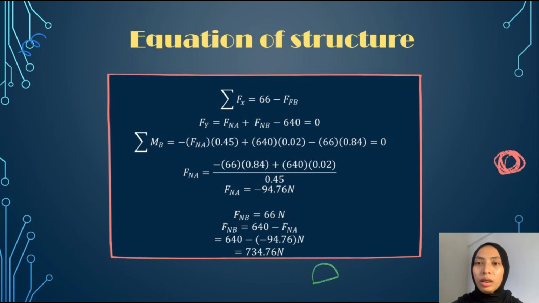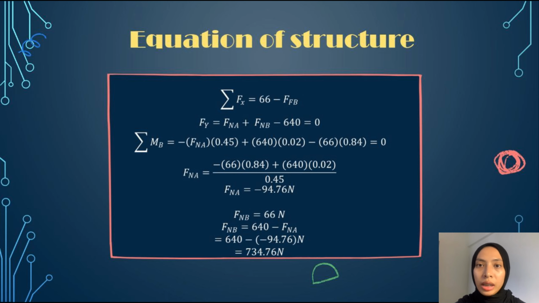I will explain about the calculation. The formula for horizontal component is the sum of Fx equal to 0. So let's look at the x-axis. 66 minus FfB equal to 0. Next, the formula for vertical component is the sum of Fy equal to 0. From the y-axis, we can see that FNA plus FNB minus 640 equal to 0. And lastly, for the moment, here we have the FNB, normal force at B, and friction at B. So I'm going to use that point for the moment equation. There is negative FNA because it's clockwise direction. Negative FNA times 0.45 plus 640 times 0.02 minus 66 times 0.84 equal to 0.